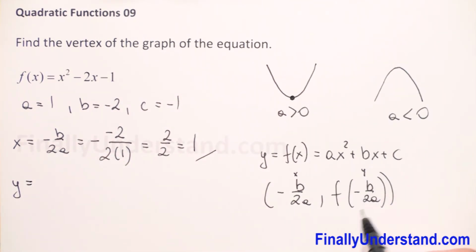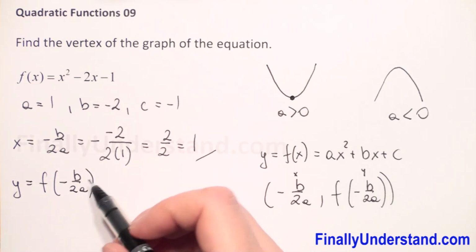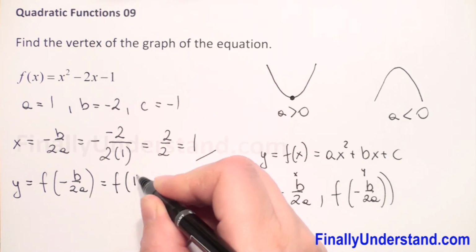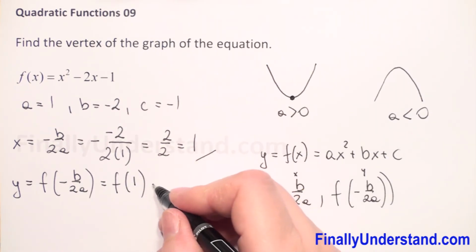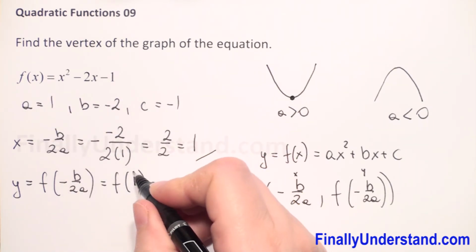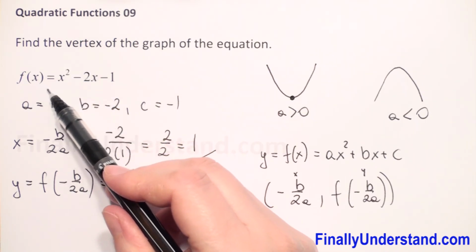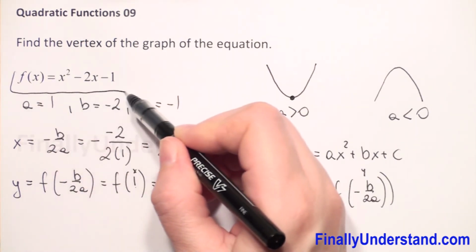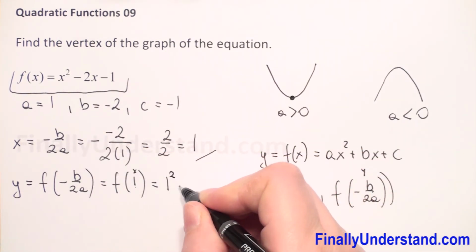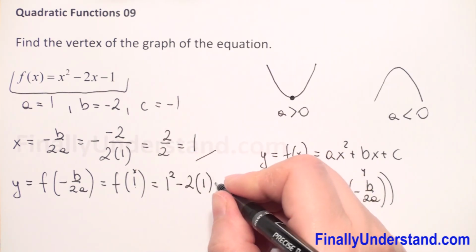y is the value f of negative b over 2a. We found that negative b over 2a is 1. So this is equal to f of 1. Now we have to find the value of our function for x equals 1. It means we have to substitute every x in our equation by 1. So let's do this. First is x squared, so it will be 1 to the second power, minus 2 we copy, times x. x is 1, minus 1.